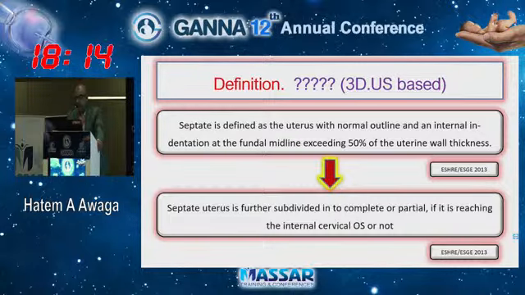There are many societies defining septate uterus, going from one definition to the other. It was first defined by the American Fertility Society, and it was not a clear definition. Then the ESHRE/ESGE classification defines septate uterus as an internal indentation which is more than 50% of the thickness of the myometrium. And this septum may be dividing the cavity completely or incompletely.